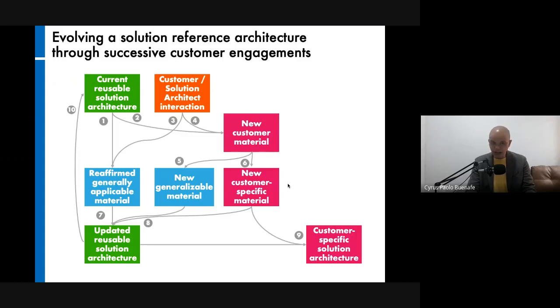So number 9 is ideally what you give to your clients. You don't give your clients the reusable solution architecture. As we said, it's not specific enough. It's still broad. It's incomplete. It's not deep enough. But that's part of your arsenal, because eventually, if you will be dealing with potential clients in the future that may be in the same industry or may have the same problems, then at least you're not starting from scratch. And then you go back. So what's updated becomes your current reusable solution architecture.